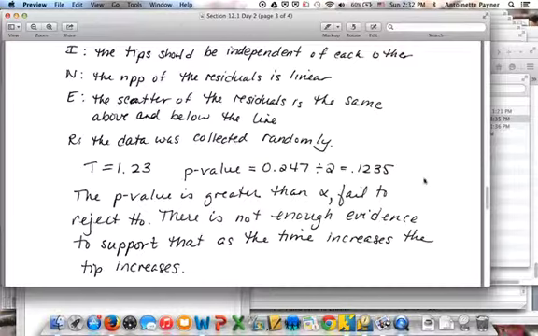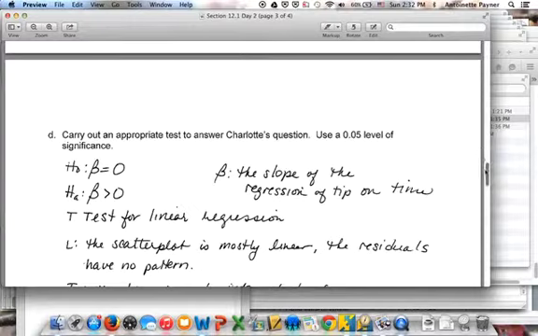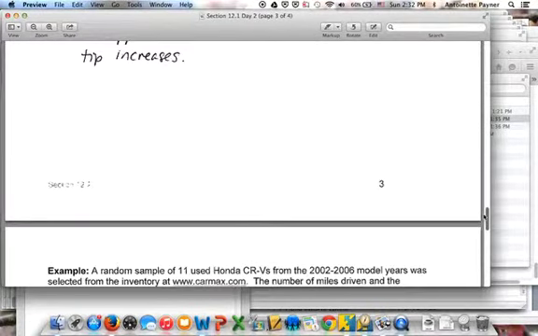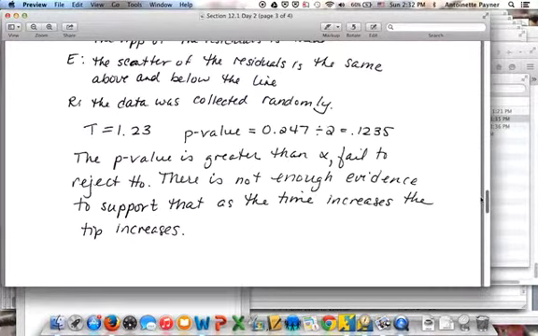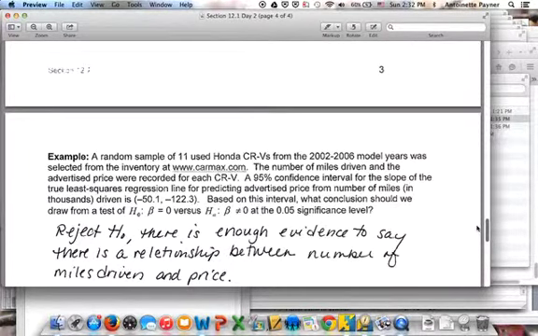And the p-value is greater than alpha, so they must have given me a significance level right there. So I'd fail to reject. There's not enough evidence to support that as time increases, the tip increases.